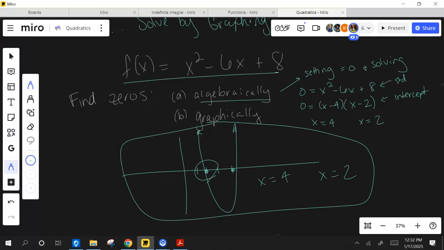Miss Lee, how do we write the solution? X equals 4, x equals 2.